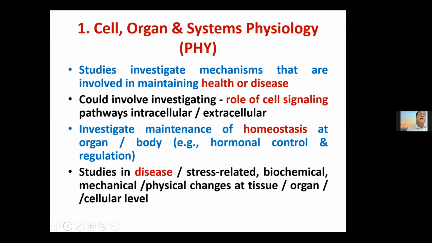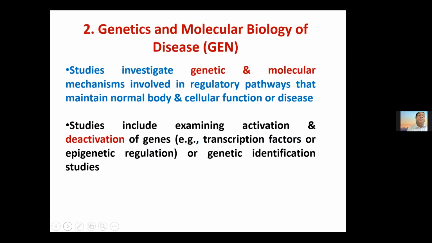So this is the first part which a cell organ can do, and a number of experiments can be done in this particular category. In the next one, please. We have genetic and molecular biology of disease.